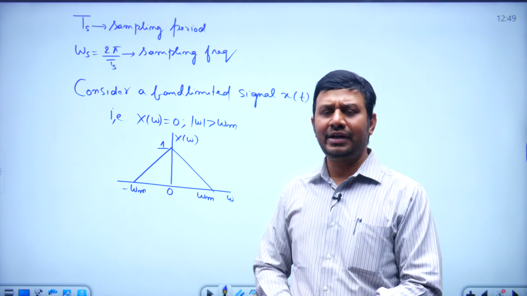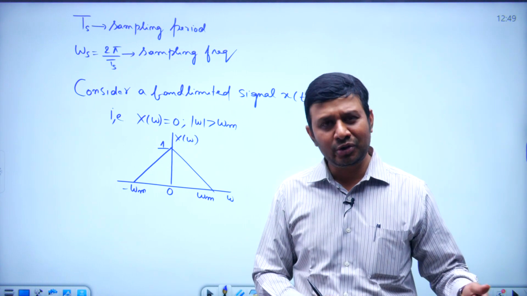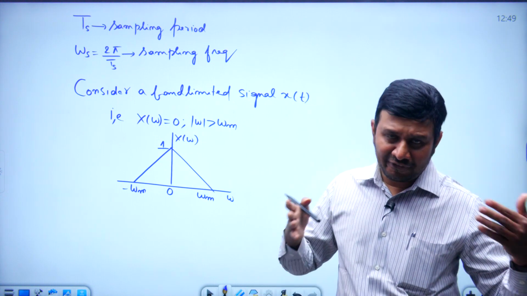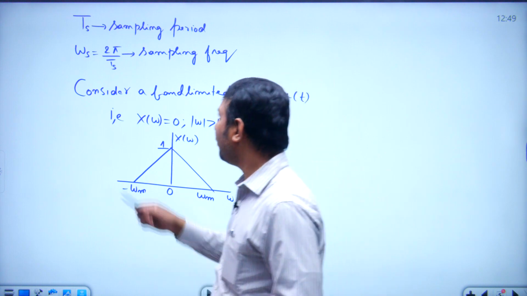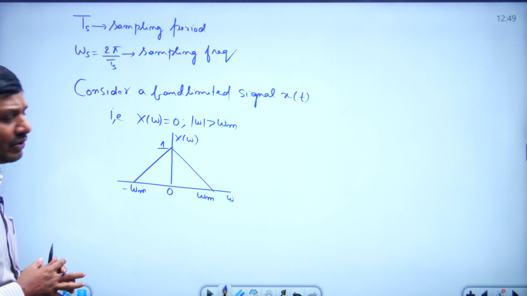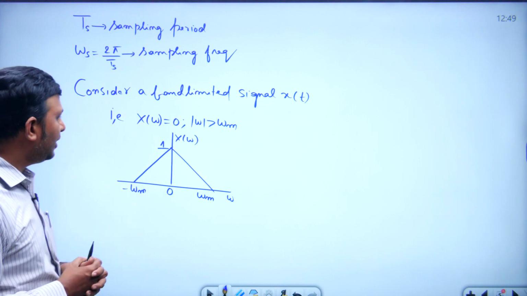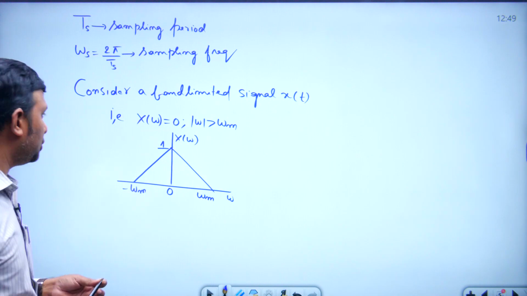How to band limit a signal? Simply pass the signal through a low pass filter, and the high frequency components will be eliminated. Now, what is the optimum value of Ts or omega s we are going to select is the question. For that we will examine various cases, after that we will come to a conclusion.